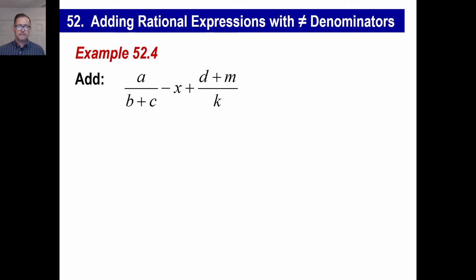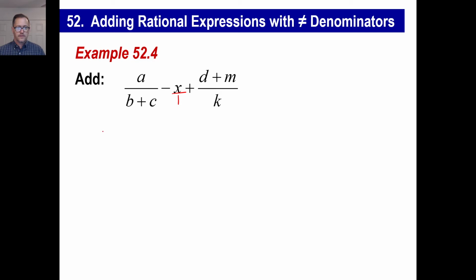Looks complicated, but if you know how to do regular old fractions with numbers, you can do it with this too. Let's go ahead and make this over a 1. Well, you tell me what is the common denominator of b plus c, 1, and k. And obviously the answer is k times b plus c, right?